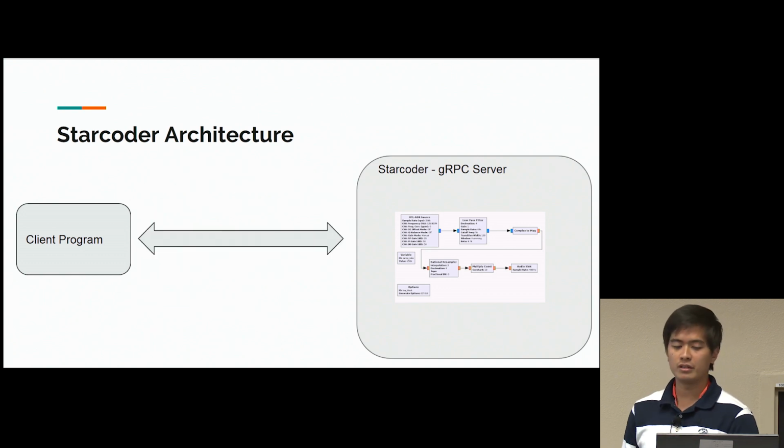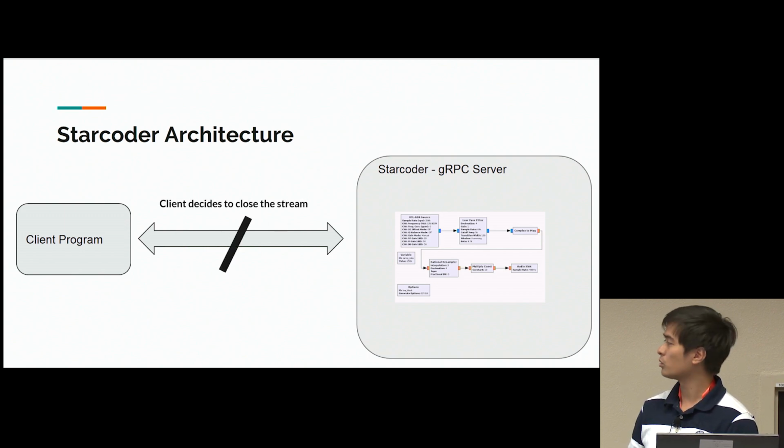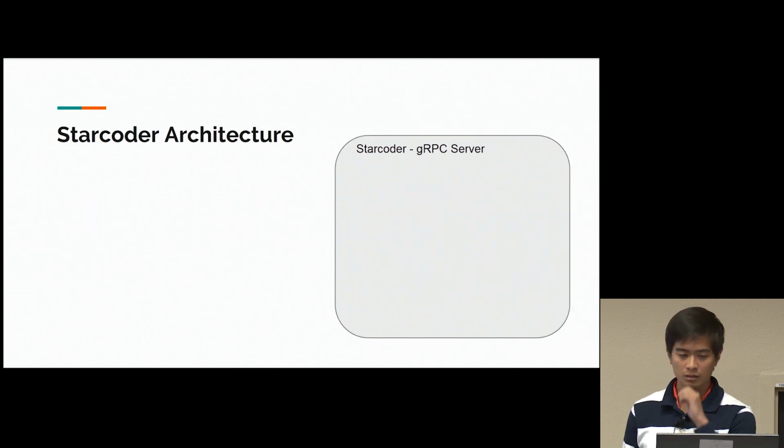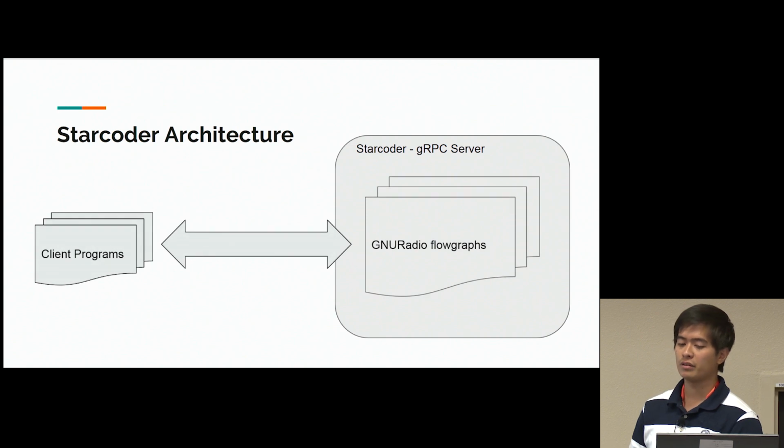So the communication just continues until the client decides to end the stream, after which Starcoder will take care of closing the flow graph and cleaning up resources. And since it's a gRPC server, multiple clients can just connect to it and start their own GNU Radio flow graphs at the same time, one after another, doesn't matter.